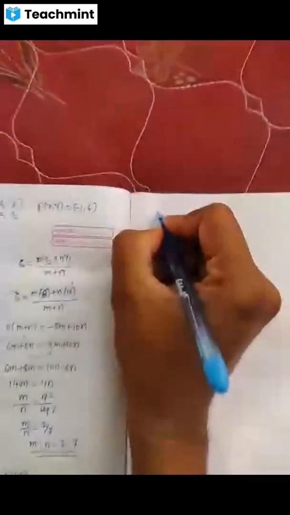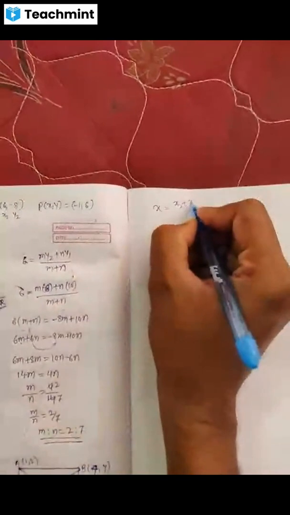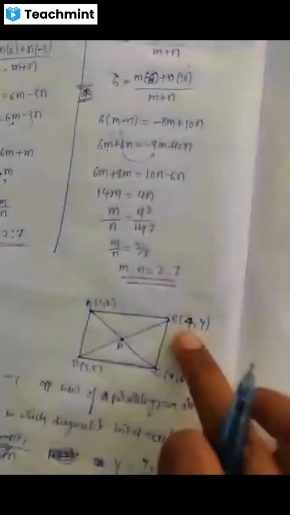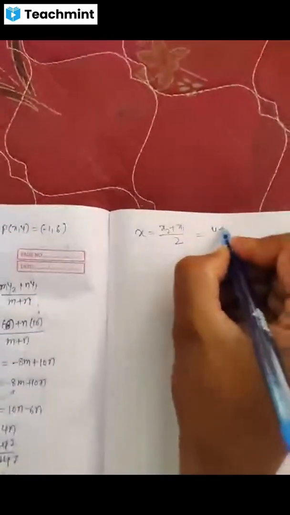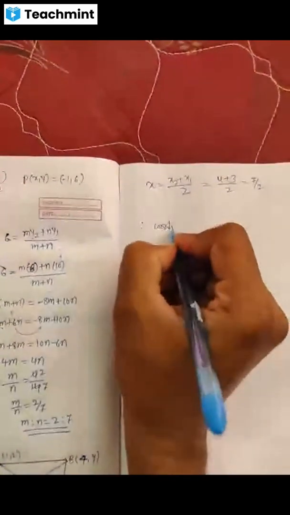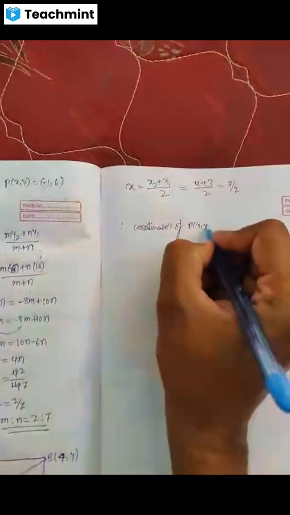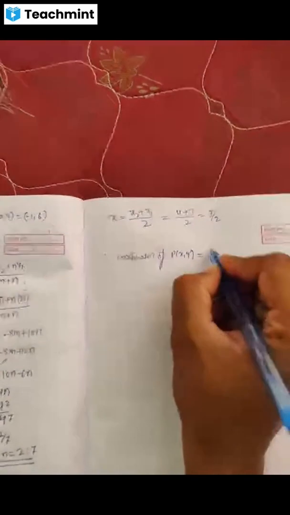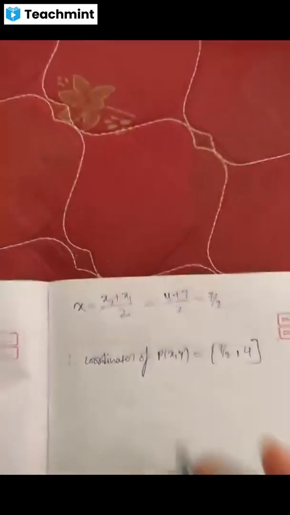So y is equal to 6 plus 2 divided by 2, that is 8 divided by 2, which is 4. In the same way, the x coordinate is found by x equal to (x2 plus x1) by 2. For that we can find 4 plus 3 divided by 2, which is 7 by 2. Therefore, the coordinates of P are (7 by 2, 4). Okay, the coordinates of P is (7 by 2, 4).